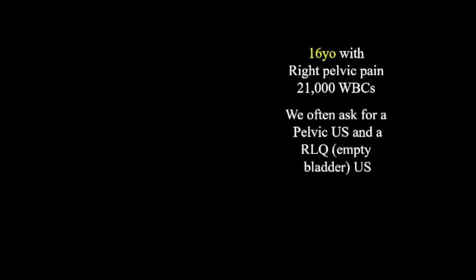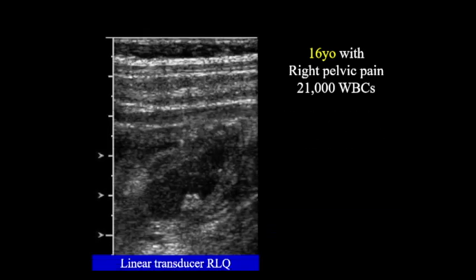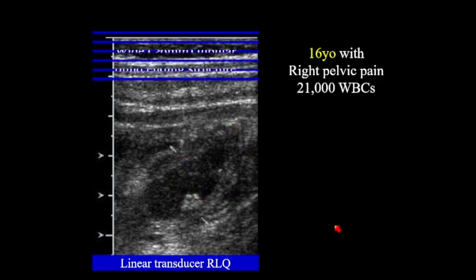This is a 16-year-old, 21,000 WBCs, and the pelvic ultrasound was normal because we always include a pelvic ultrasound, which we know will be helpful for us, particularly with the girls in our right lower quadrant appendix ultrasound work. And we see this debris-filled and echogenic area, thickened blind ending appendix.